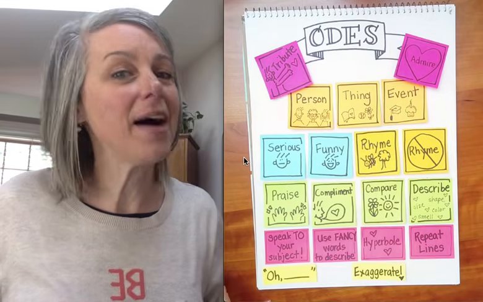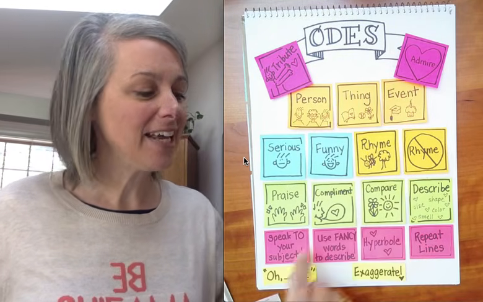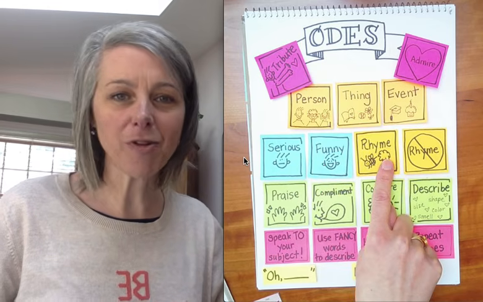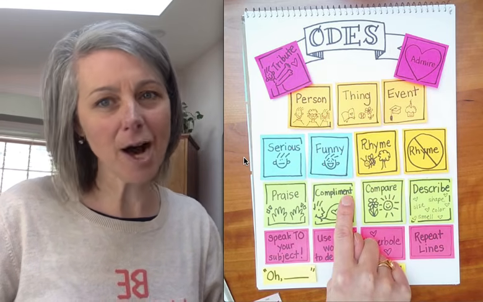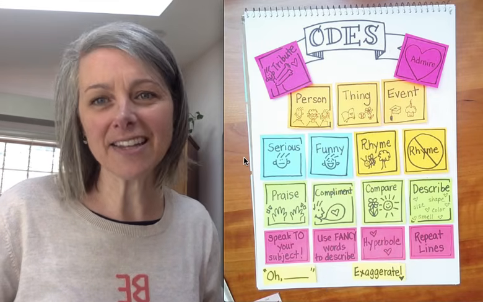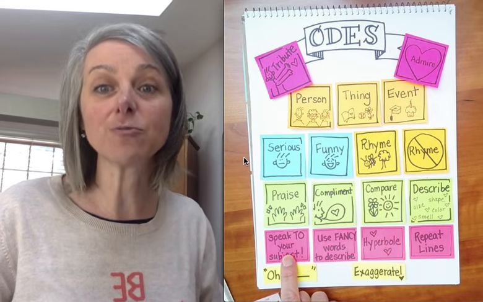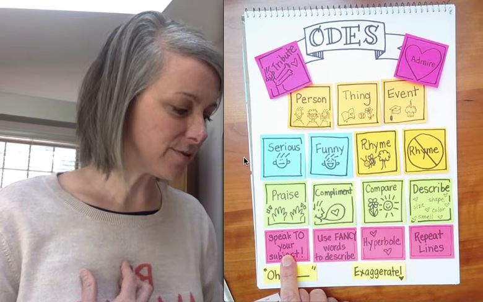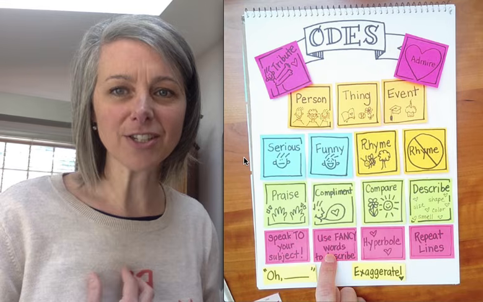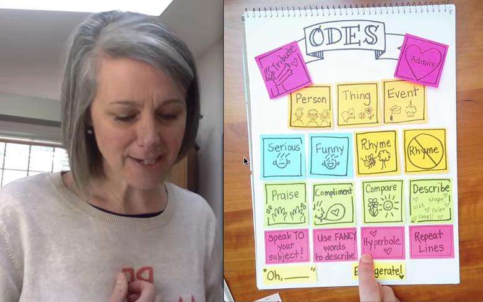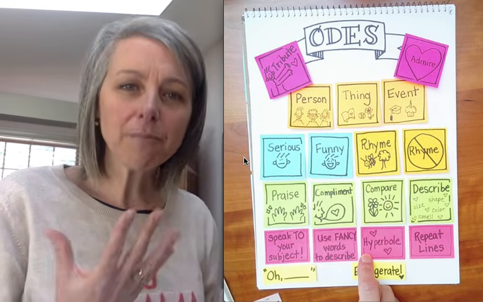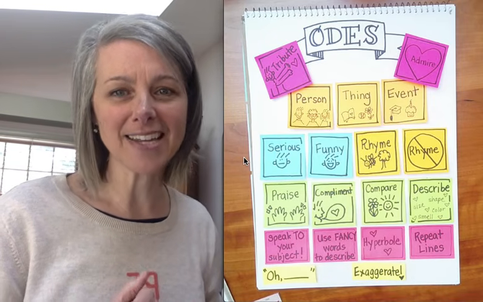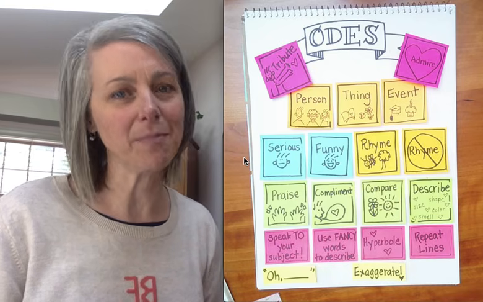So you'll see in my ode that I wrote, I chose a thing. I chose to be a little bit funny. I chose for it to rhyme, but I definitely praised and complimented it, and I did a lot of description. I also tried to really speak to my subject of sticky notes. I tried to use some fancy words. I exaggerated a little bit. My life really, it would go on if I didn't have sticky notes, but it was fun to exaggerate that a little bit. And I repeated some lines.